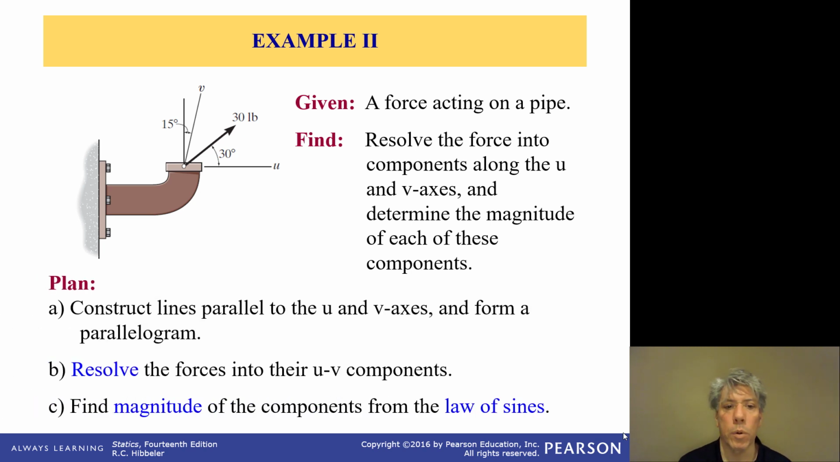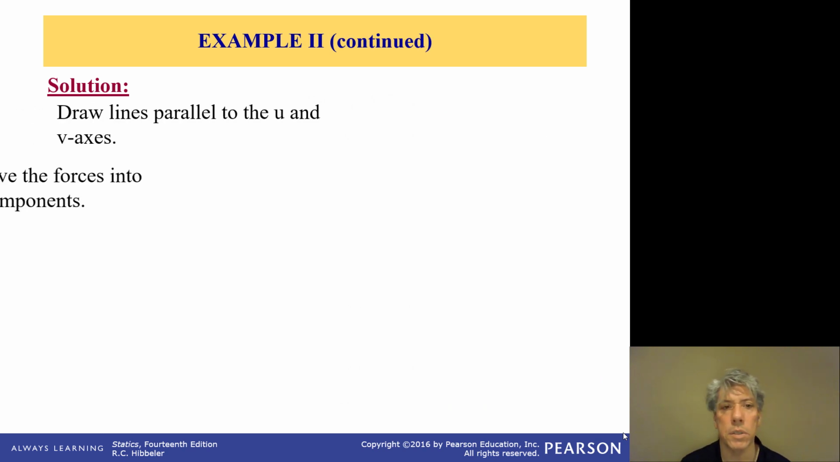Well, it's pretty straightforward. We will construct lines parallel to the u and v axes, sort of the reverse parallelogram, so resolving the 30-pound force with a parallelogram. And then find the magnitude of those components using the law of sines. So let's look through that solution and see how that works.